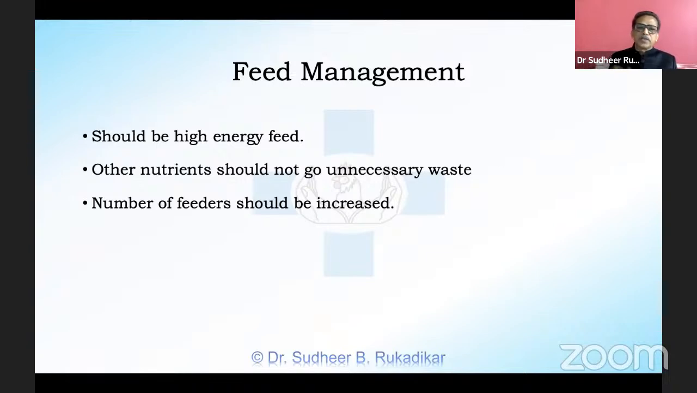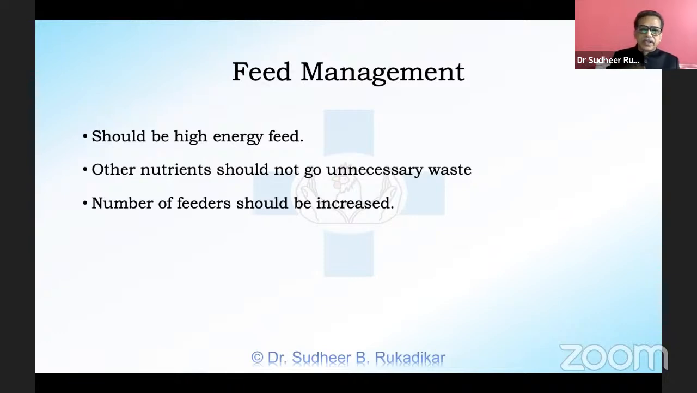normally. Or if we are giving the low energy feed, normal feed, we have to reduce other factors like protein, minerals and vitamins so that they don't unnecessarily go in excess and waste the money of the farmer.